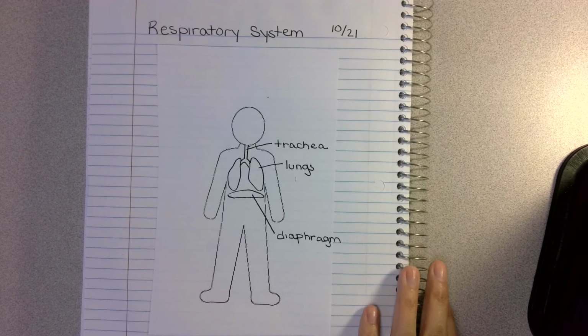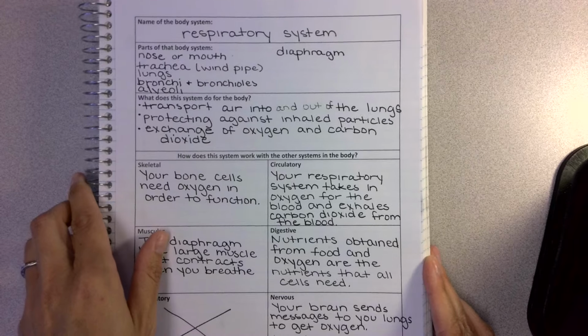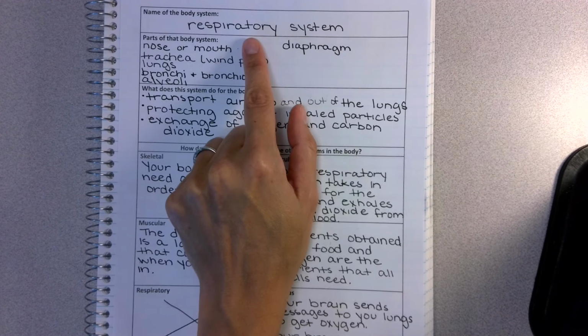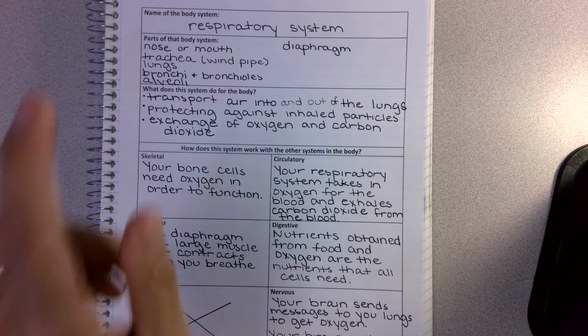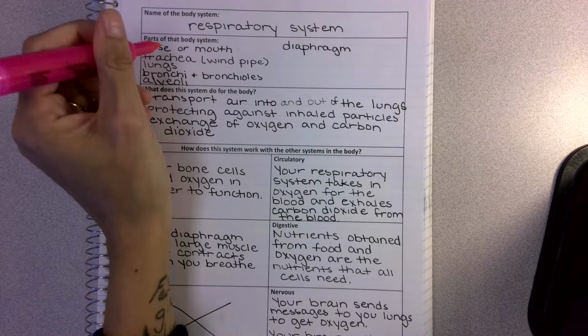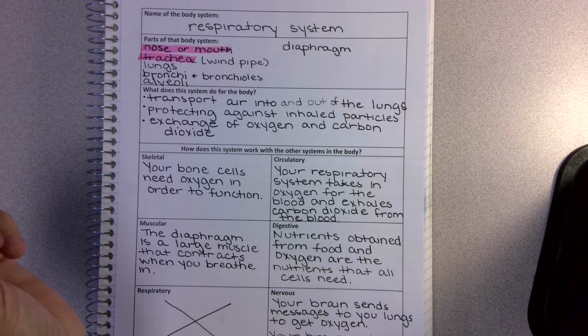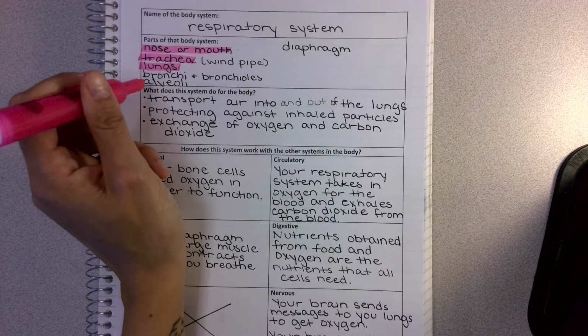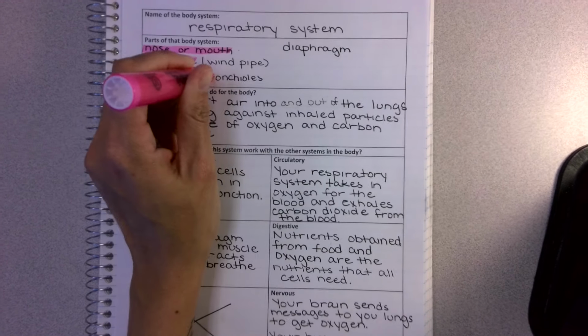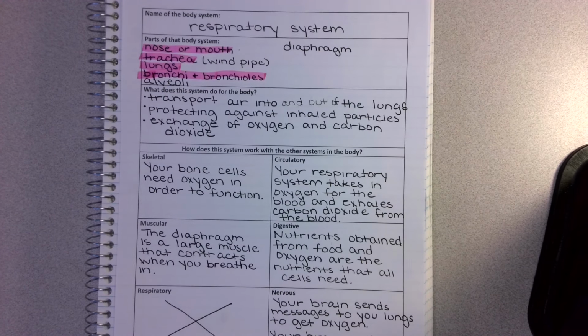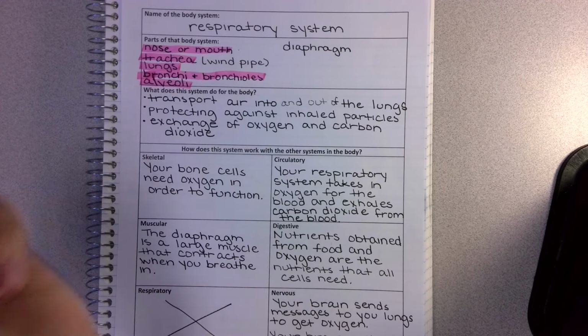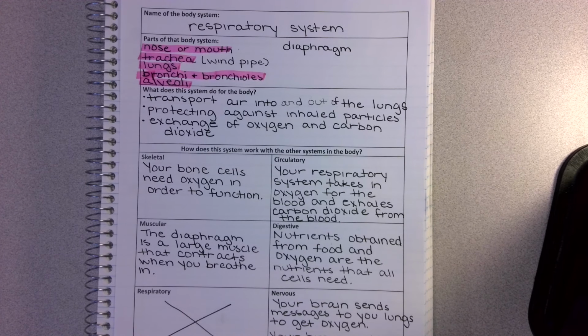All right, let's look at the notes that you need to take. All right, so respiratory system is the name of this body system. Parts of the system, you have your nose or mouth, because that's how air enters your body. Then you have your trachea, which is also known as your windpipe. Then you have your lungs, and then you have your bronchi and bronchioles. Those are the parts that connect your lungs and go into your lungs. They're like the tubes in your lungs. And then the alveoli is the little sacs inside your lung that have the blood vessels around it so that when your lungs get the oxygen from the air, it can put it into your blood.